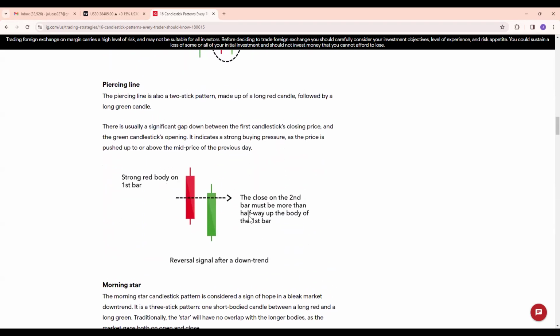All right, piercing line. I really wouldn't say that I use this one too much. It says a piercing line is also a two-stick pattern made up of a long red candle followed by a green candle. There's usually a significant gap down between the first candlestick's closing price and the candlestick's opening. It indicates a strong buying pressure as the price is pushed up to or beyond the mid price.